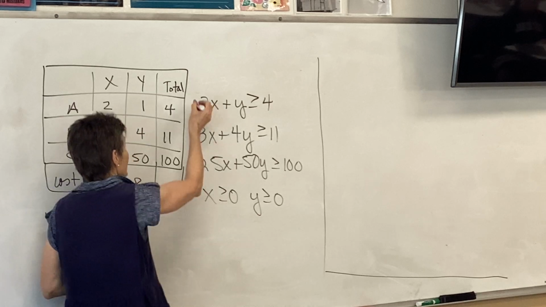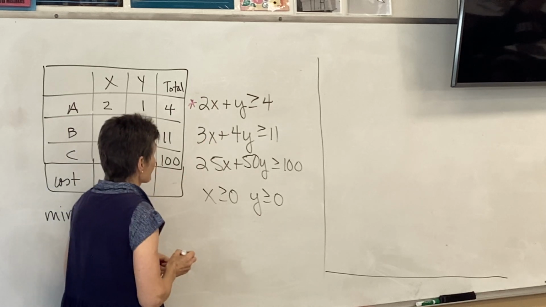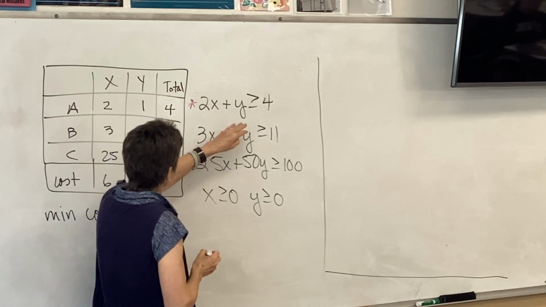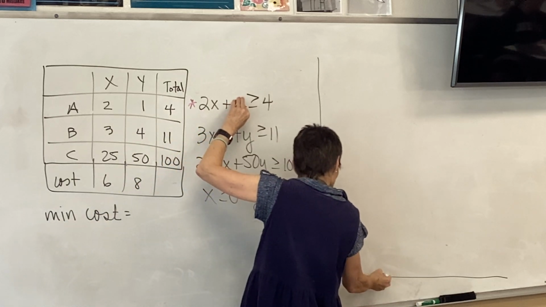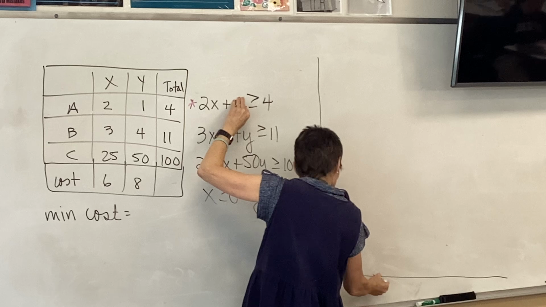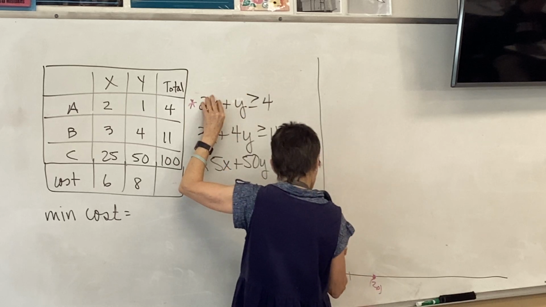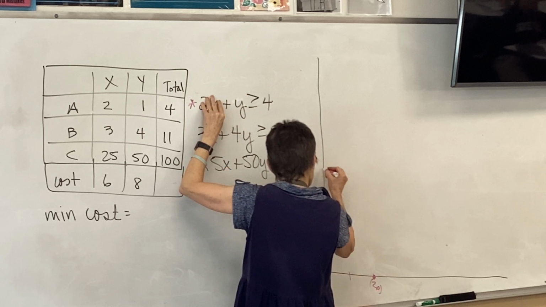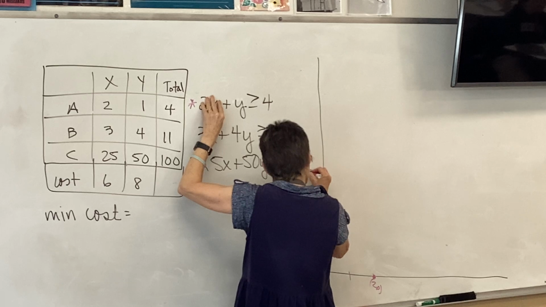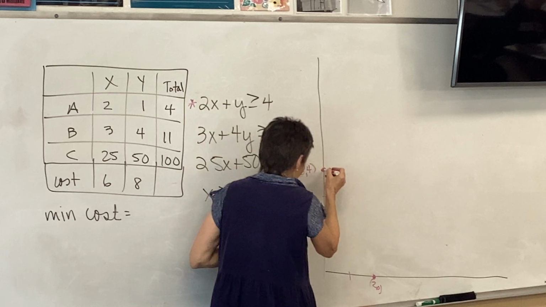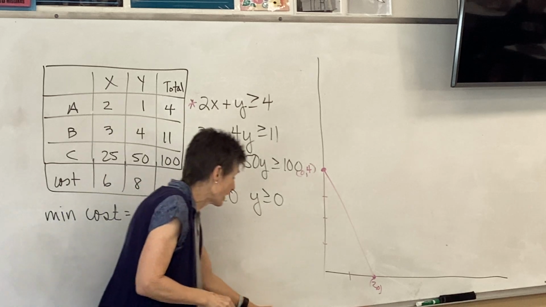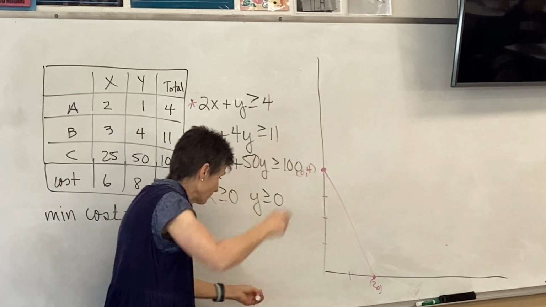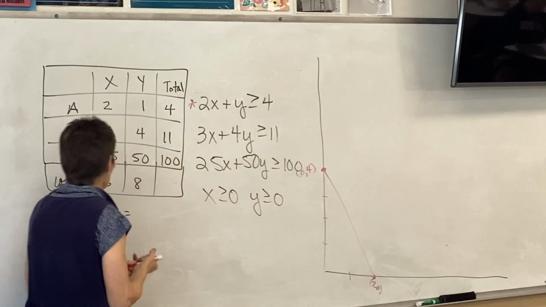So with my pink marker, I'm going to go ahead and cover up Y and say X is 2. And then I'll cover up X and say Y is 4. And then I'll connect those dots and understand that I am shaded out.